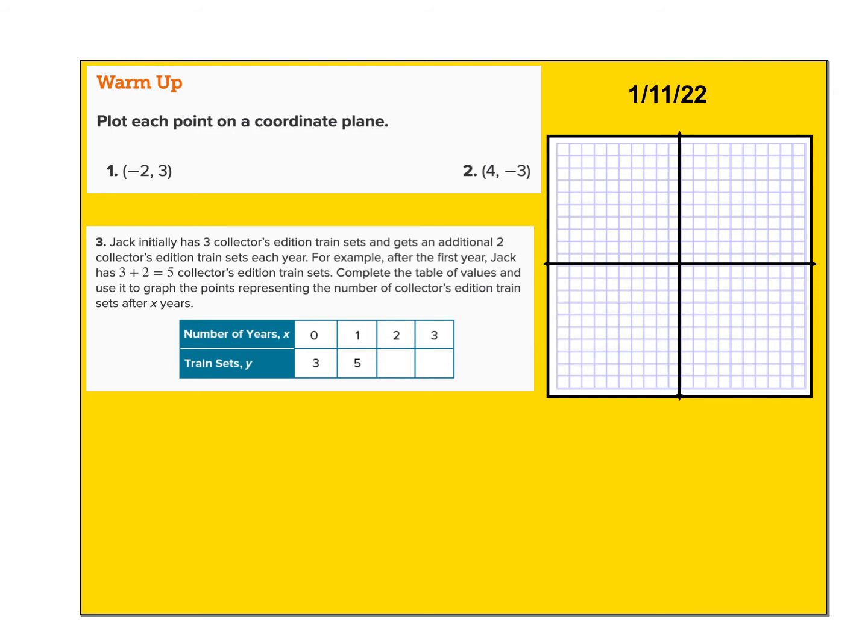points. So if I give you an XY coordinate and I ask you to graph it, remember the first number always tells you to go left or right, and the second number tells you to go either up or down. Okay, if it's positive, up, negative, down.